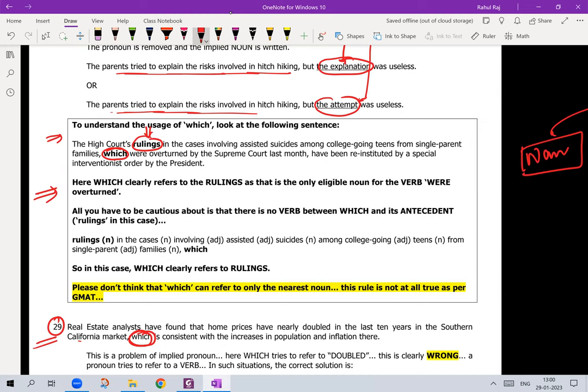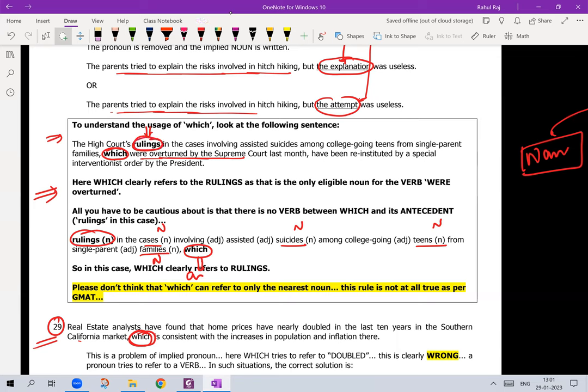But you can't question me, that Rahul, which is a pronoun. And we have suicides as a noun, we have teens as a noun, we have families as a noun, we have cases as a noun. So why is which going back to rulings? Why can't which go back to family and it is ambiguous? So that's the place it comes into picture, that the reference of which is decided by the clause that follows which: which were overturned by the Supreme Court. Family can't be overturned by Supreme Court, teens can't be overturned, cases can't be overturned, suicides can't be overturned, only it is rulings that can be overturned.